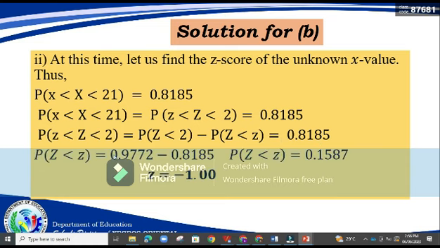The answer would be 0.9772. We are going to get the area, the probability when z is less than 2, and that is 0.9772 minus this one. So we'll have 0.8185. The resulting answer, P, the probability when z is less than z is equal to 0.1587. Then we are going to look at the z table and find the z-score that has this area. So the z-score that has this area is negative 1.00. Okay.